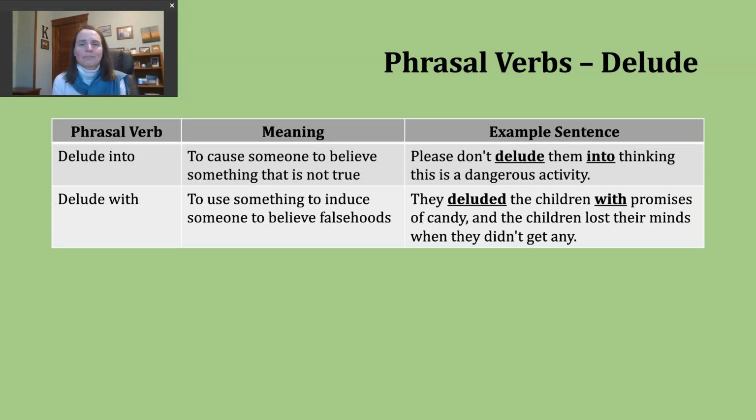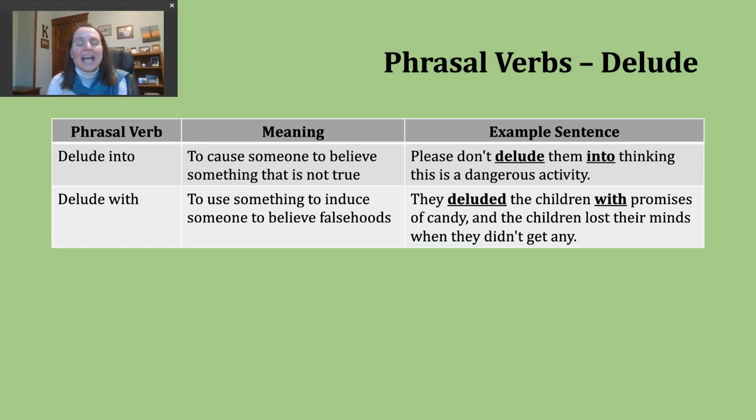Another phrasal verb you might encounter is to delude with. That can mean to use something to induce someone to believe falsehoods, to believe lies. An example of this: they deluded the children with promises of candy, and the children lost their minds when they didn't get any. So again, they might have been promising, if you do this, we'll give you candy. The children did whatever they were asked to, but then they didn't get it. So they, again, kind of maybe sort of flipped out, freaked out, as you might expect.